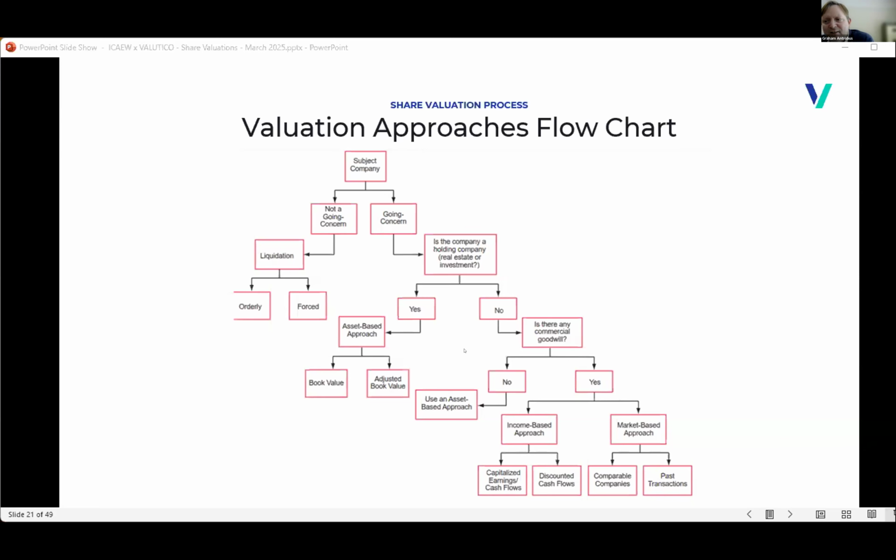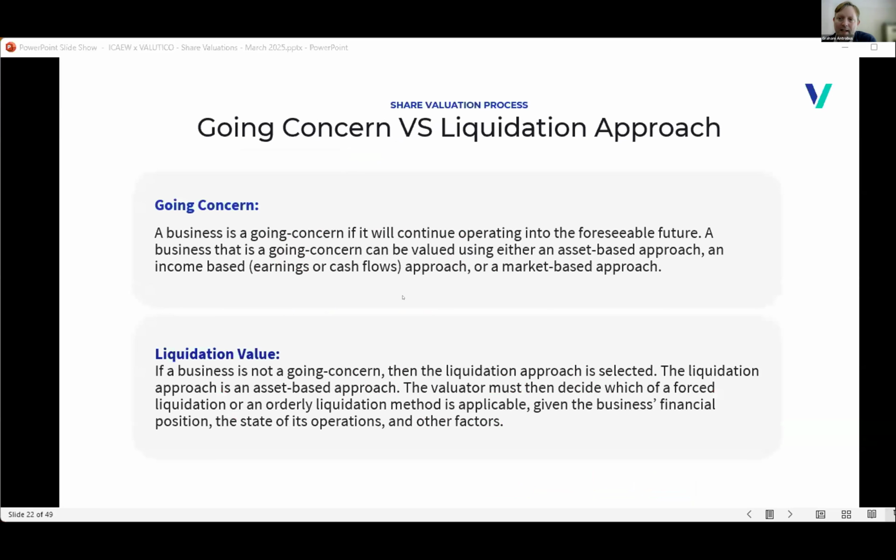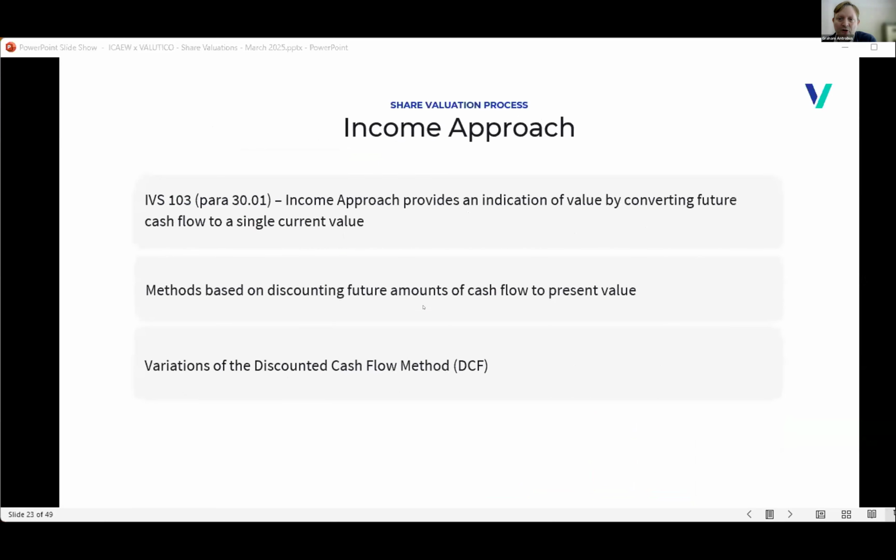For those who are interested, we've included in the slide deck additional slides that follow on from this, which show the valuation approaches in a bit more detail. So we've got some information on the going concern versus liquidation approach, the income approach, and we tie it back to international valuation standards.